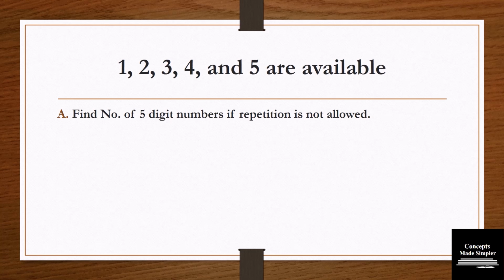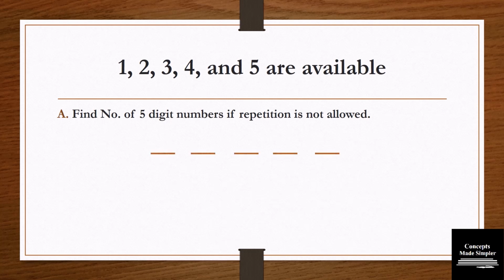1, 2, 3, 4 and 5 are available. Find the number of 5-digit numbers if repetition is not allowed. So the question means that out of the 5 digits that are available, you have to form a 5-digit number in such a way that if one digit is used once, you can't use that same digit again. So let's see the solution.